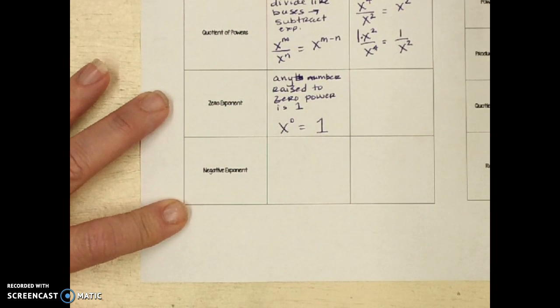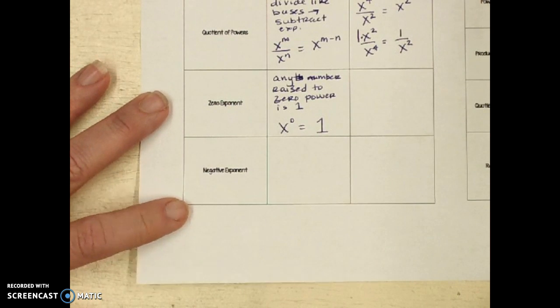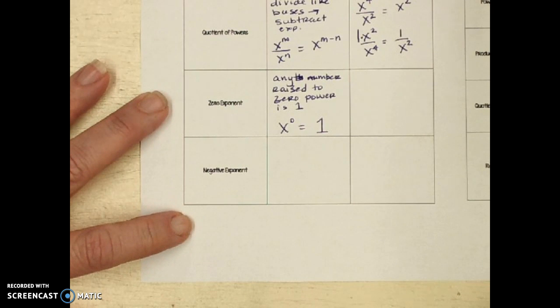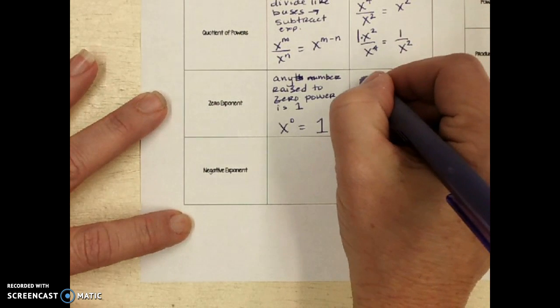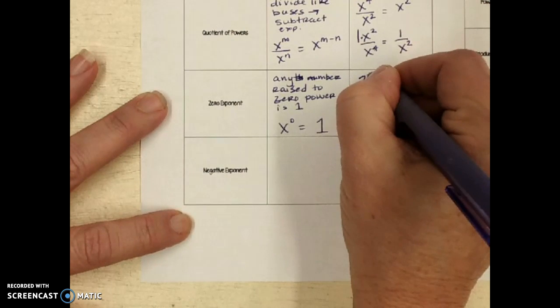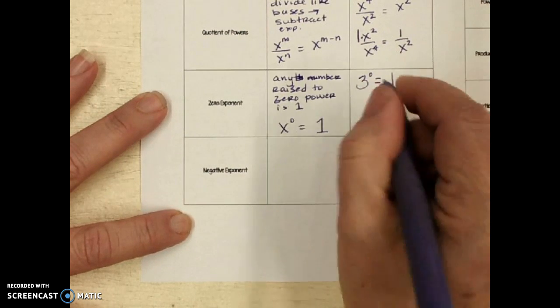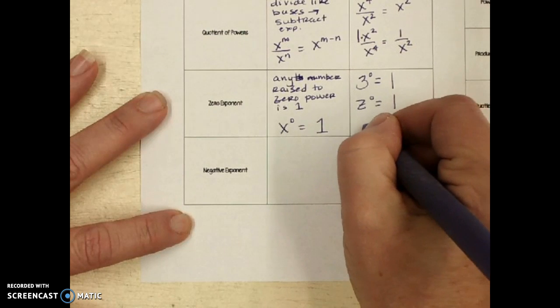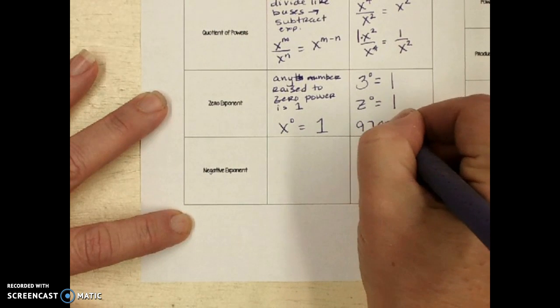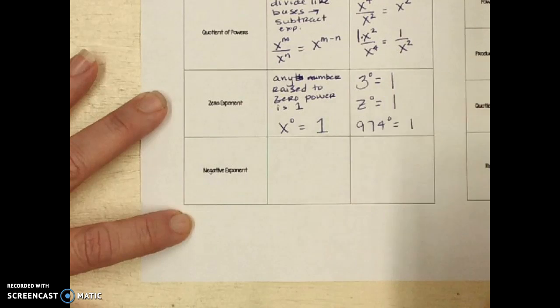If you don't believe me, plug it in your calculator. Any number you want to, I don't care how big it is, raise it to the 0 power and you're going to get 1. So I'll do numbers this time. If I've got 3 to the 0 power, it's 1. If I've got z to the 0 power, it's 1. If I've got 974 to the 0 power, it equals 1.